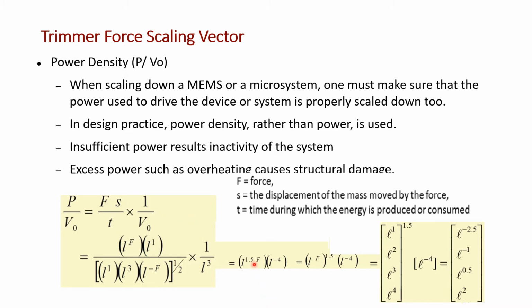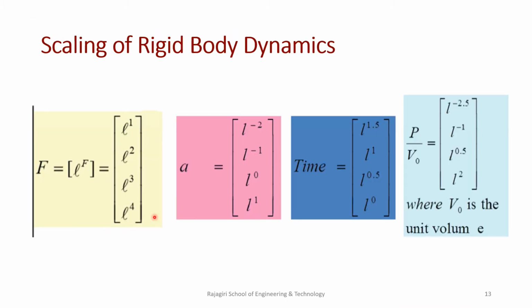Now working this out, we will get a 4-element vector which represents the power density. So the first element will be L raised to minus 2.5. Second one is L raised to minus 1. Third one is L raised to 0.5. And the final element is L square. So now here we have found a set of vectors for force scaling, acceleration scaling, time scaling, and power density scaling, which represents scaling of rigid body dynamics.